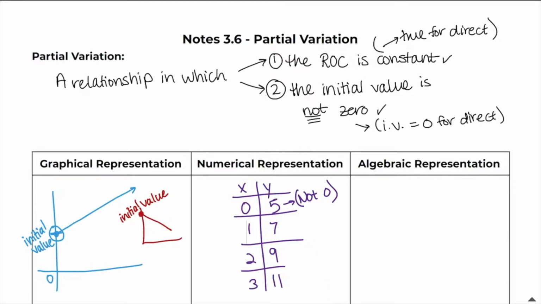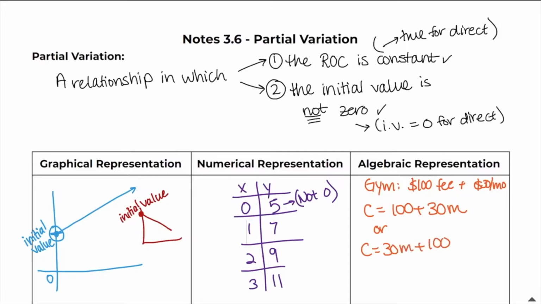Now for our algebraic representation, so let's say you join a gym, there's a $100 fee plus $30 extra that you have to pay every month. So right here, your cost would be equal to $100 plus a $30 per month payment that you have to do. Or you could also say $30 per month plus the additional $100. But this plus 100 that we have here and right here, these are considered your initial values. So these hundreds are initial values.